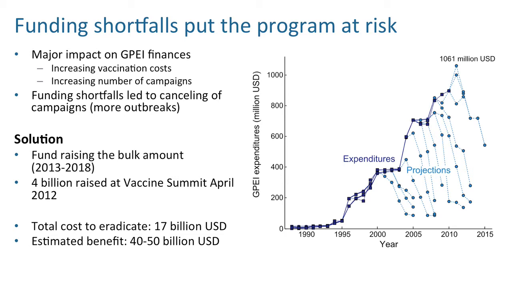So in 2012, there was a realization that there needed to be fundraising of the bulk amount that would allow the program to operate until the end and have no more of these funding shortfalls. So at the time, they were able to raise $4 billion out of an estimated $5.5 billion needed to finish. Now this figure has increased up to $7 billion, which, if complete, would have a total cost of eradication of $17 billion.